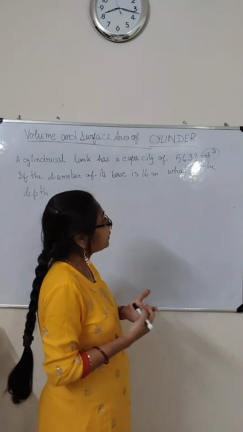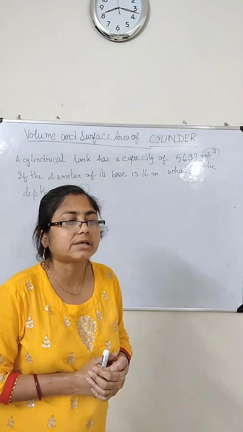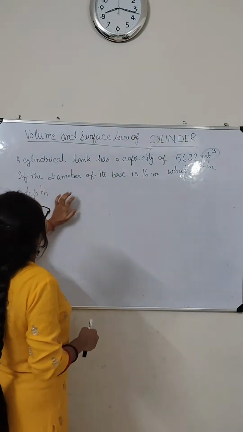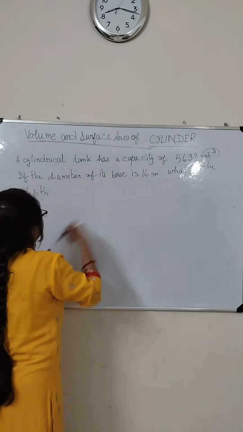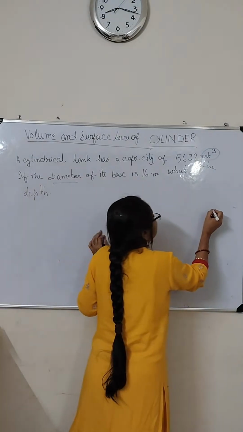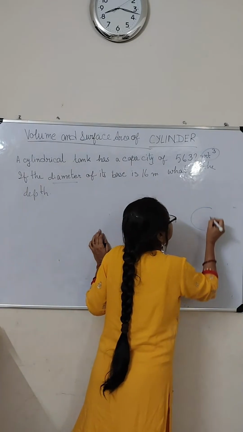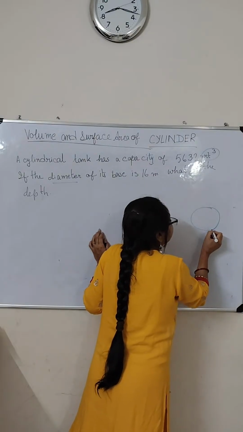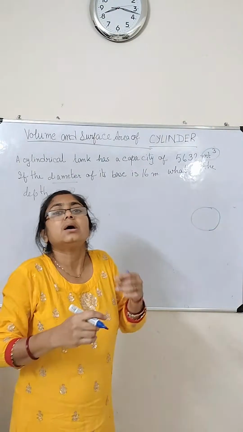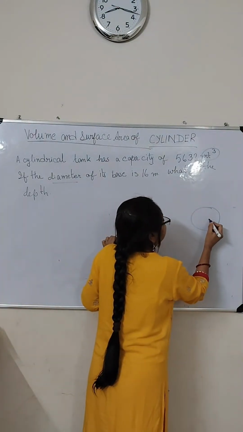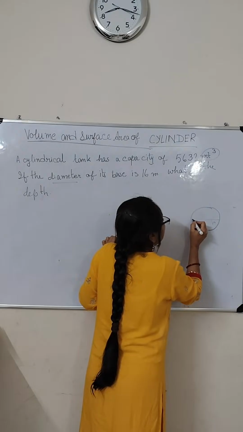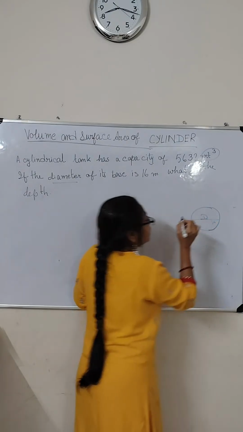Next, what do you have? What are they telling? First, check whether all the units are the same or not. Next point, there is a diameter. Look, this one is the cylinder. There is a circle part. If it is the radius, then the full is called diameter.